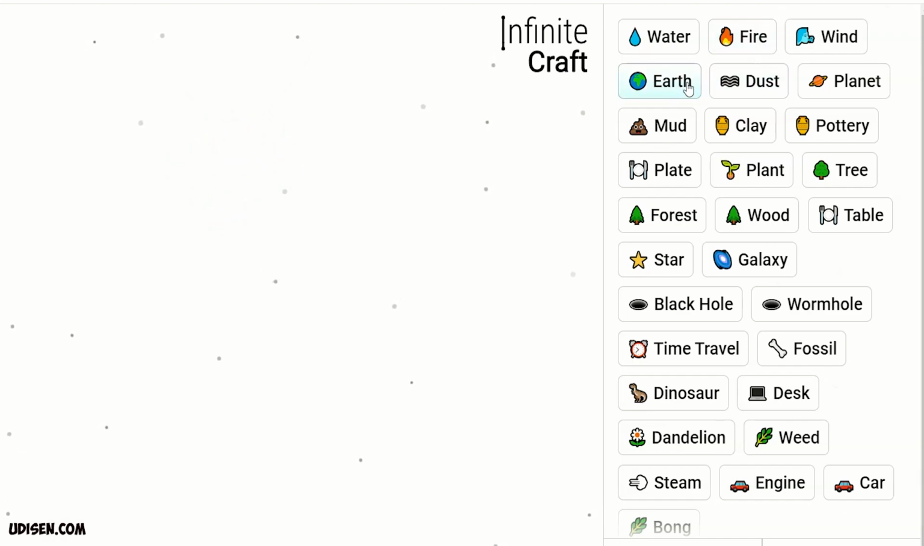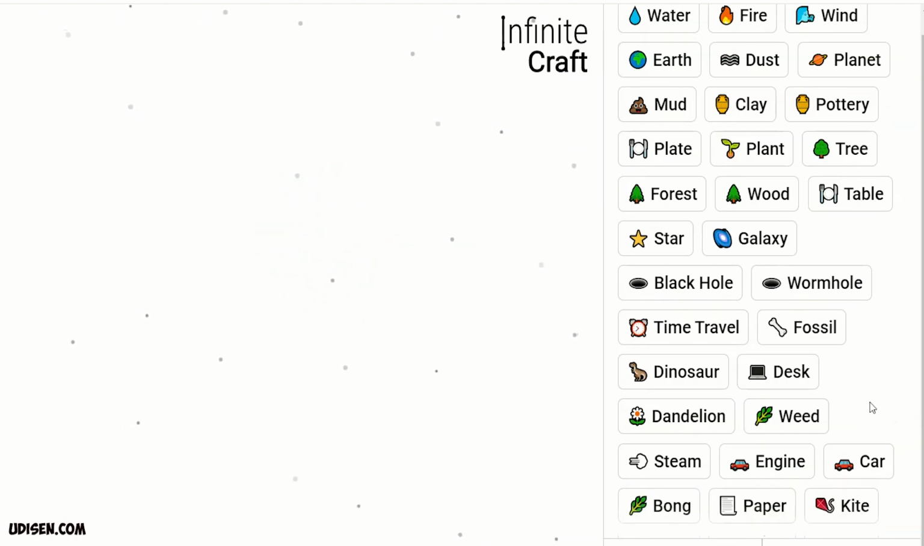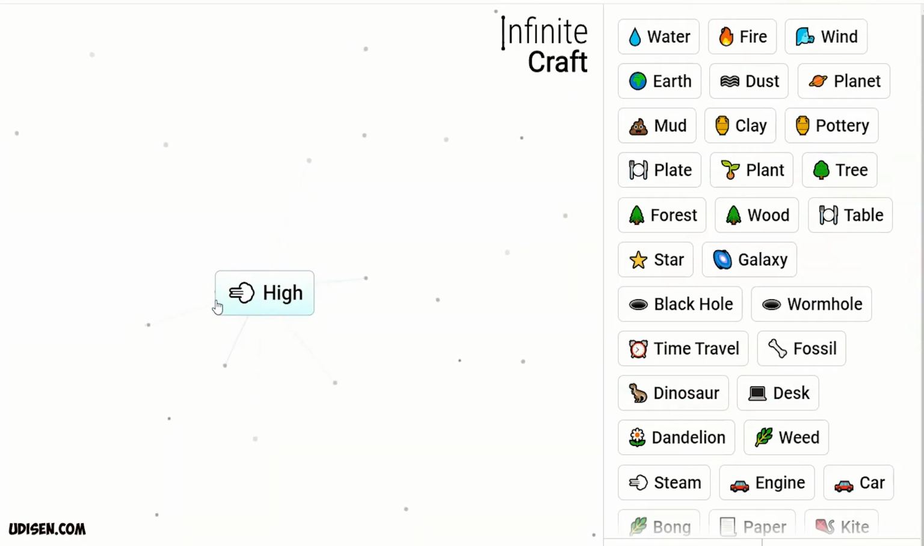Then combine Wood and Tree. Paper. Paper and Wind. Kite. Leave here. And where? Okay, I found it. Bonk and Kite. High. Ta-da! Leave this thing here.